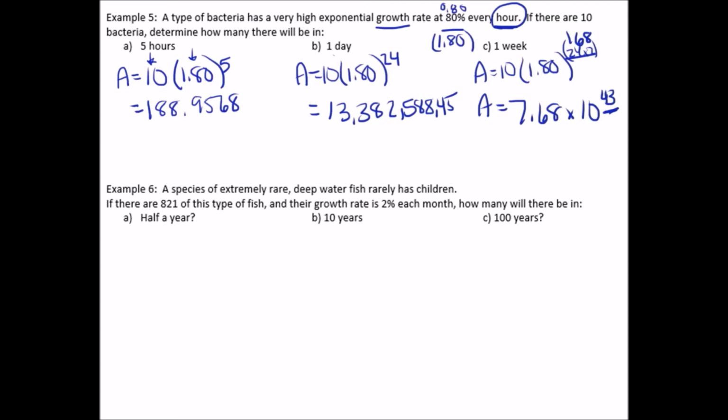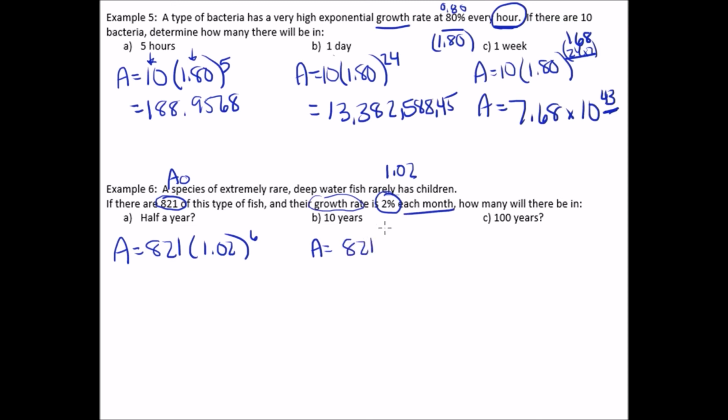Okay, let's do example 6. A species of an extremely rare deep water fish rarely has children. If there are 821 at the start, so that's our A naught, our start, of this type of fish, and their growth rate is 2% each month, so 1.02 because it's growth, 1.02 each month, then how many will there be in half a year? Half a year is 6 months, because this is each month.